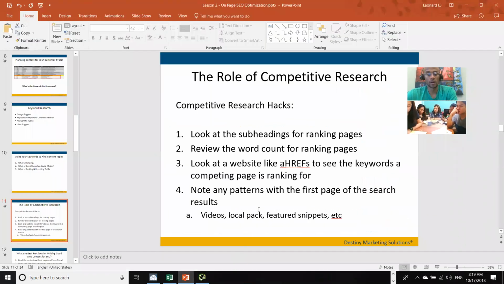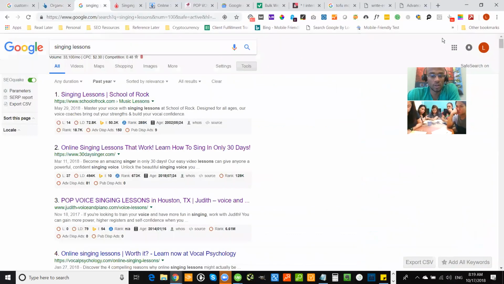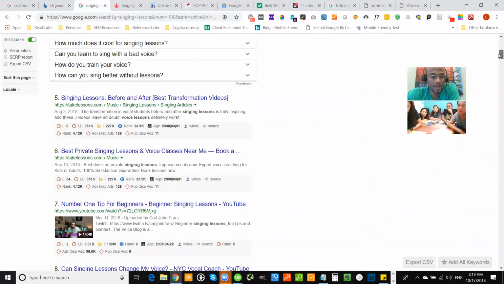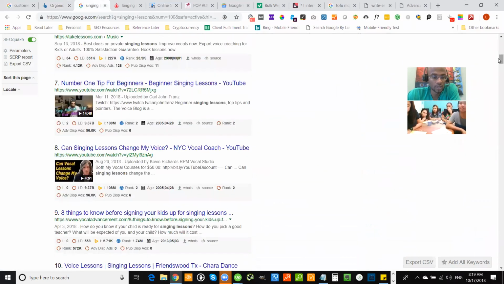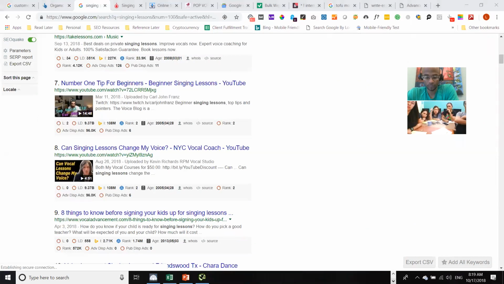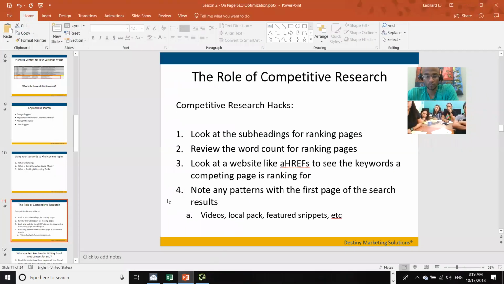And then we already went over number 4. So number 4, again, going back to the search result, is just looking at what type of pages are on the first page. We see that there are some articles, but at the bottom here, we also saw that there were some videos. So it's also a good idea to maybe do a video for this particular keyword. Okay, any questions on that before we move forward? Okay, we're good.